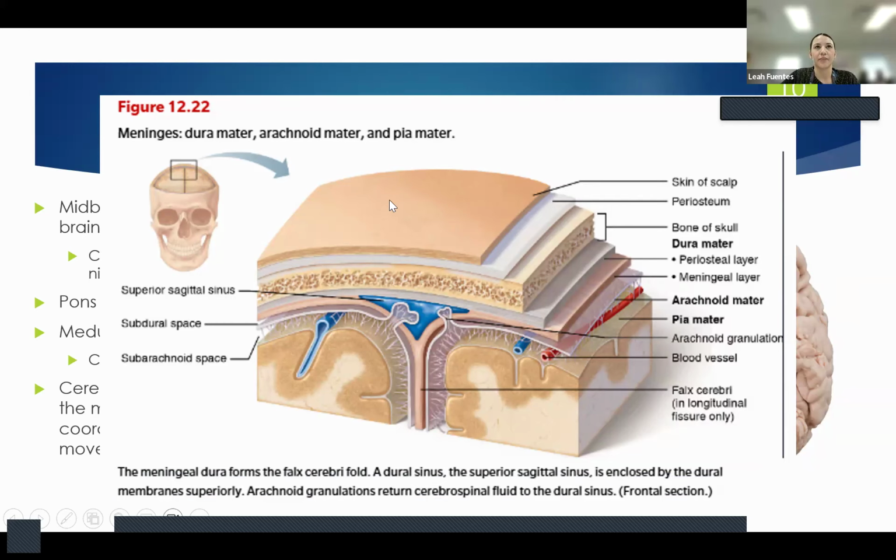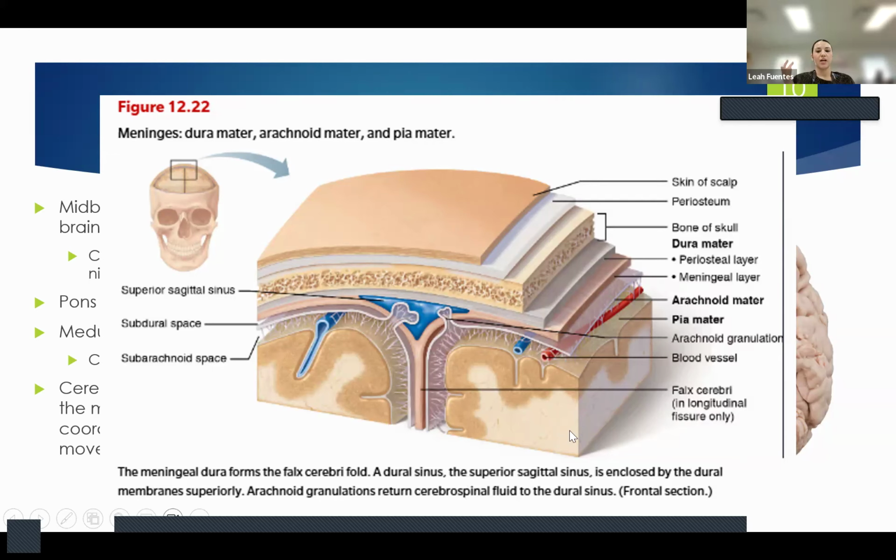So this top layer would be your skin. And then we have bone right here. So this would be your skull. And then our three meninges are going to be dura mater, arachnoid mater, and then pia mater. The way to remember the order that it sits in, this is your brain right here. So brain, pia, arachnoid, dura.